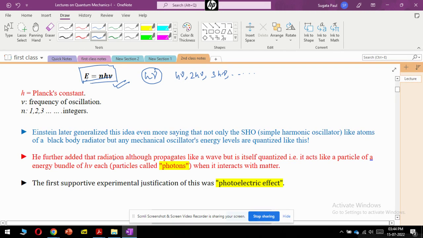Now he further added, which was his excellence, to this theory that not only are the energy levels quantized, but the radiation we are talking about, the blackbody radiation in this case, actually behaves like a particle. We are accustomed to radiation behaving like a wave, or propagating like a wave. But Einstein for the first time said that no, it is not just a wave, but it behaves like a particle when it interacts with matter.